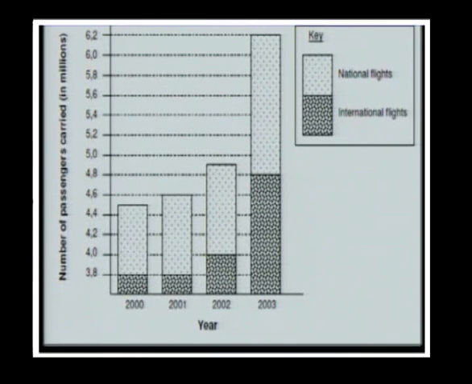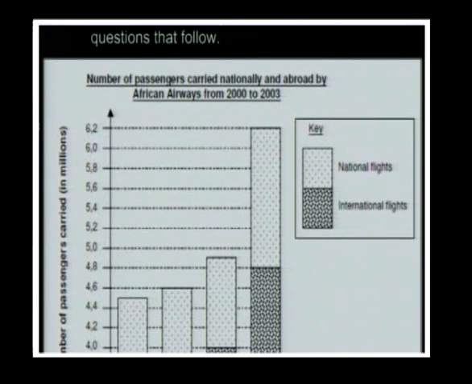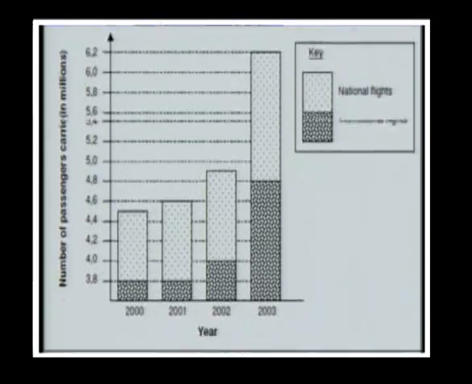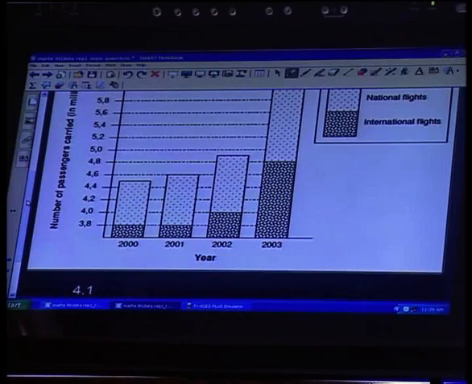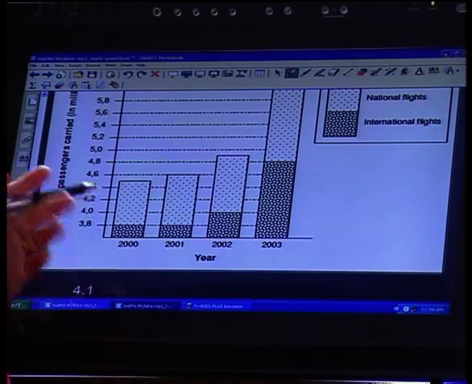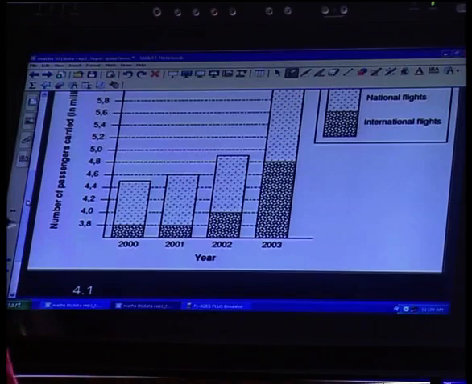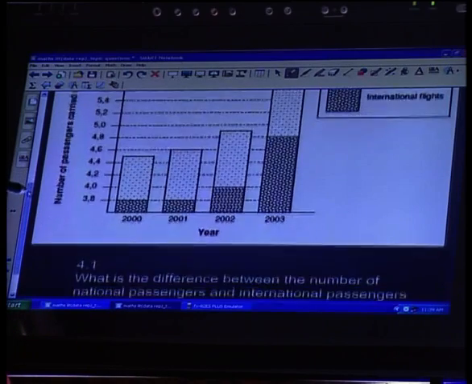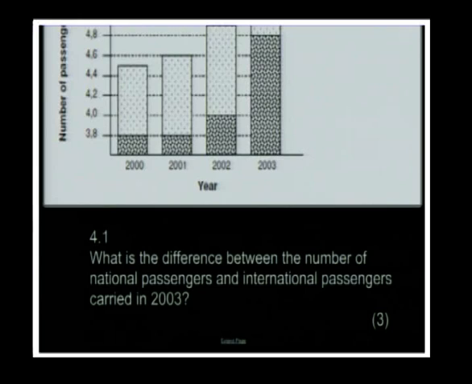Well, there's our bar graph. We can see again a heading, number of passengers carried in millions. We have the number of passengers carried nationally and abroad by African Airways from the years 2000 to 2003. And there we can see the different years listed below. We can see it's a bar chart because there's space in between the data. All the things we are now quite familiar with.